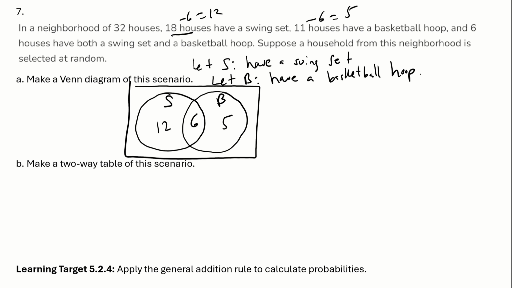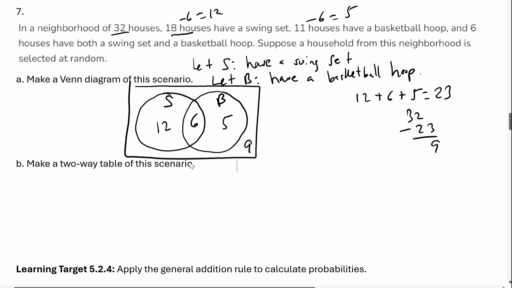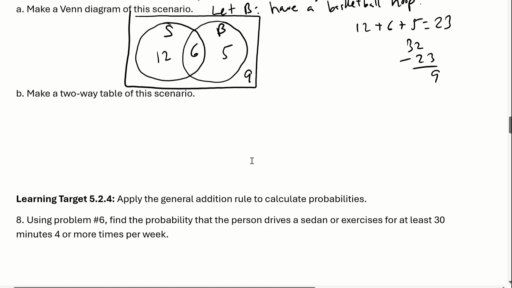All right, 12 plus 6 plus 5 is 11 plus 12 is 23. And remember, there's 32 houses, right? So 32 minus 23 is 9. So there's 9 houses that have neither. Okay, and there's your Venn diagram. 9 have neither, 12 have just a swing set, 6 have both, 5 have just a basketball hoop.